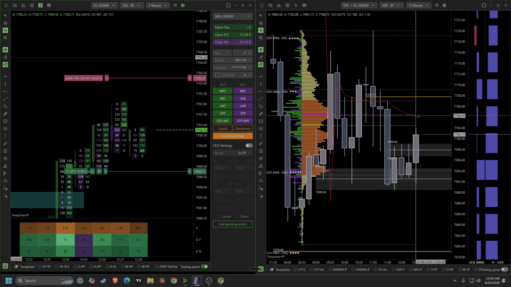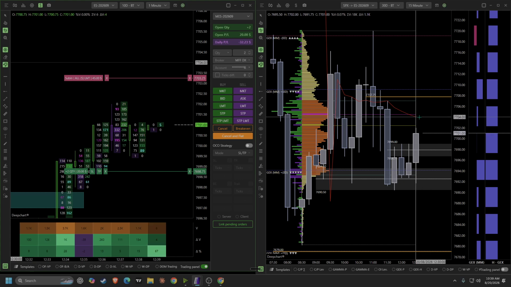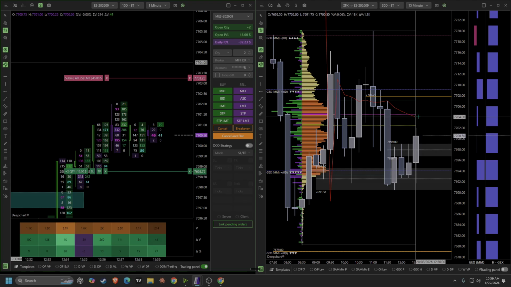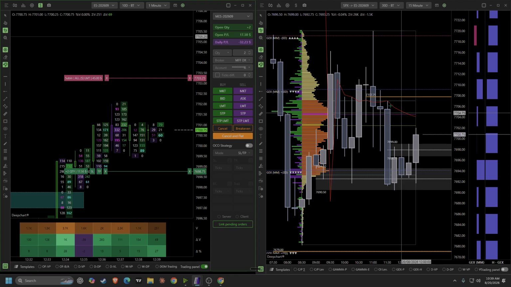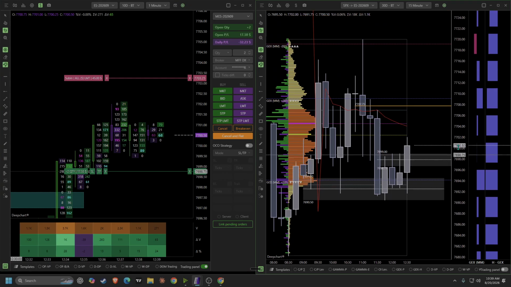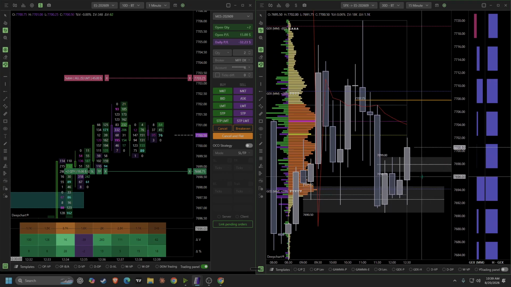Interestingly enough, this zero GEX line, $77.04, may be the target. Our profit target is $77.03. This acts as kind of like a VWAP, this zero GEX exposure line. So it's kind of an average of all the exposure that the market makers are holding in the options market.